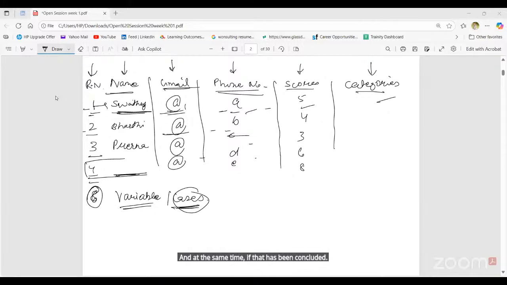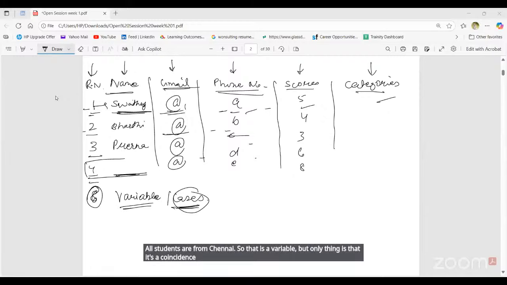Ma'am, I agree with this, but isn't Chennai a fixed variable? We can't change it. This is such a variable that, for example, all students are from Chennai. By default it shows the same content and doesn't change, ma'am. It is a variable, but the only thing is that it's a coincidence.